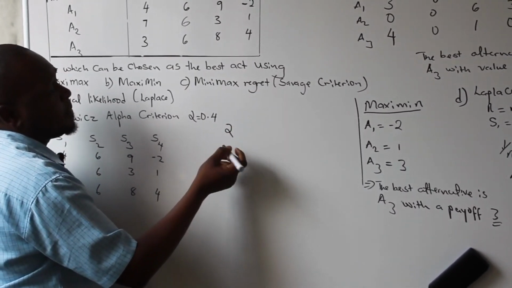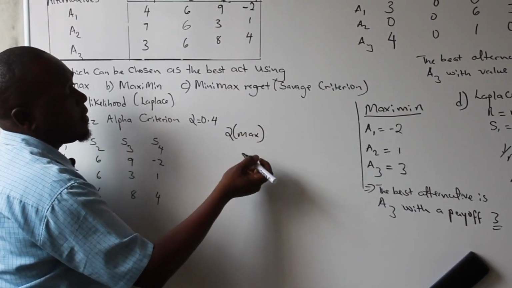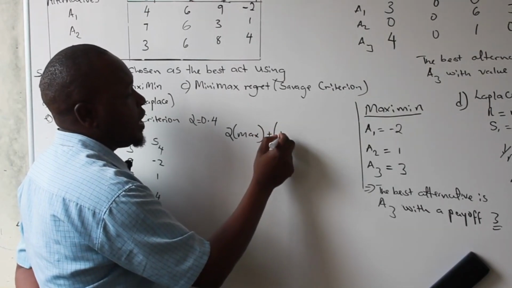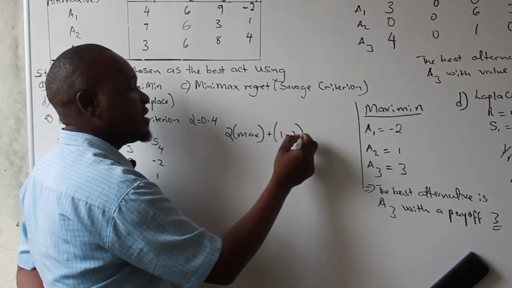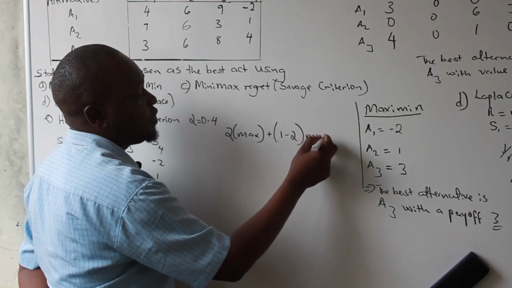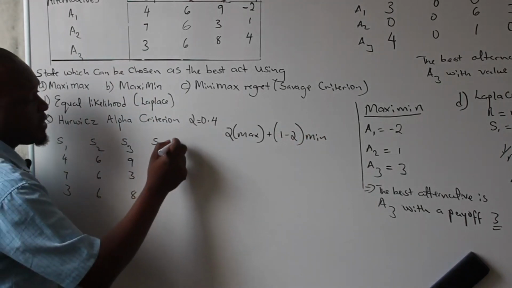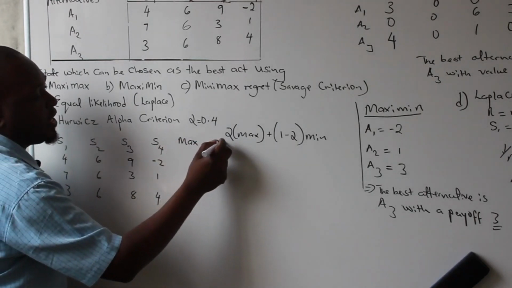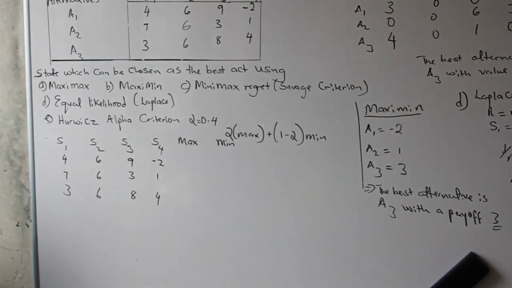The formula for it will be the alpha into brackets, the maximum value you have, plus into brackets again 1 minus the alpha times the minimum value you'll find. Now here, come and look for the maximum value, and also look for the minimum value.